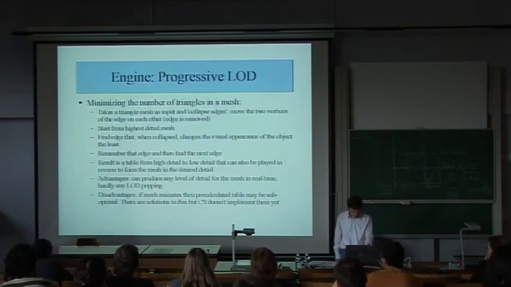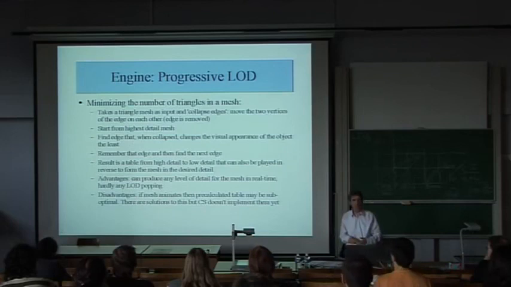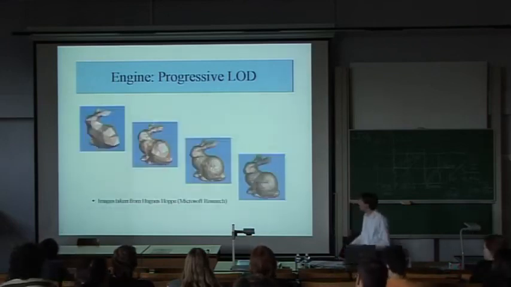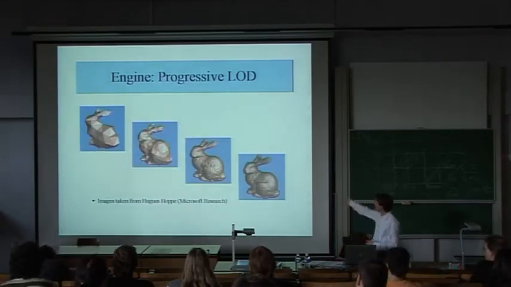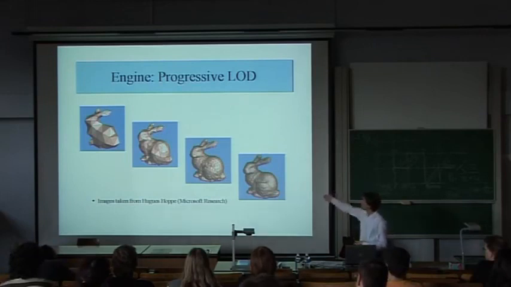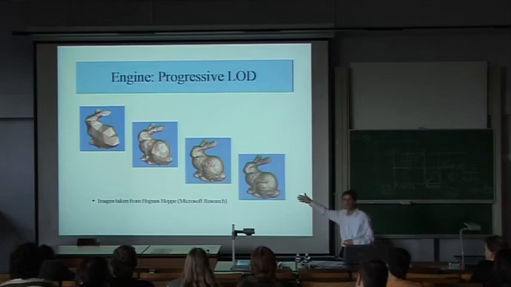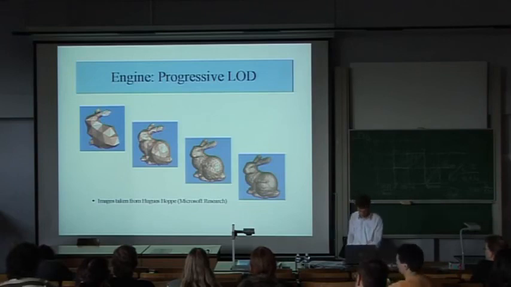So, for example, progressive level of detail is easily shown in this example. It's not my image, it's from Microsoft. On the right, you have the full detail rabbit, and you have algorithms to collapse that high detail into lower detail, so that in general the shape is preserved, but it just uses fewer triangles.